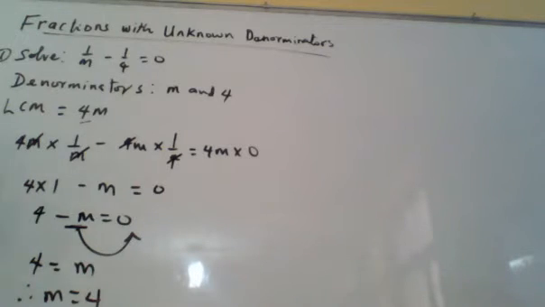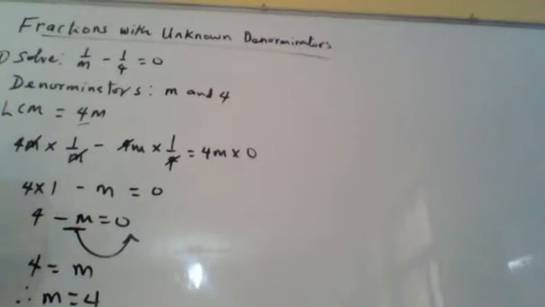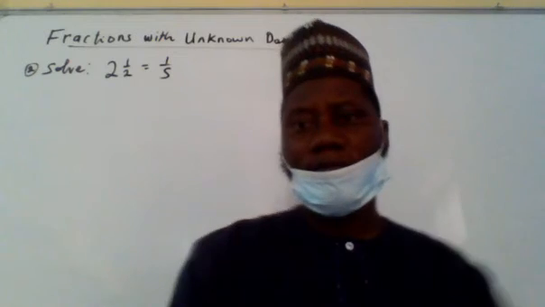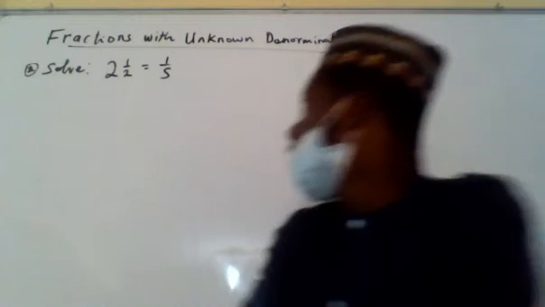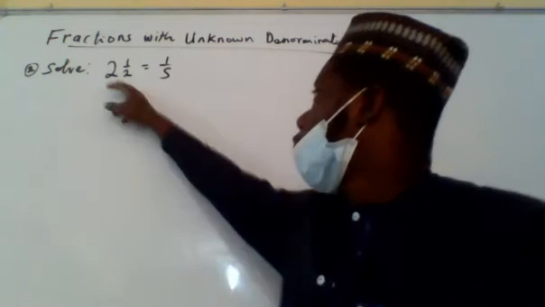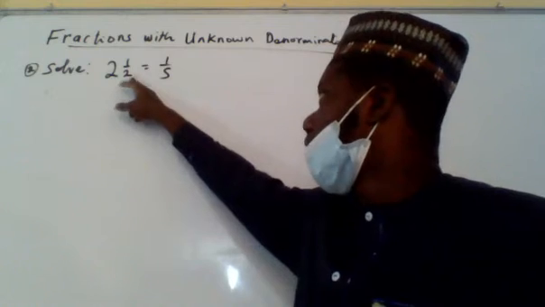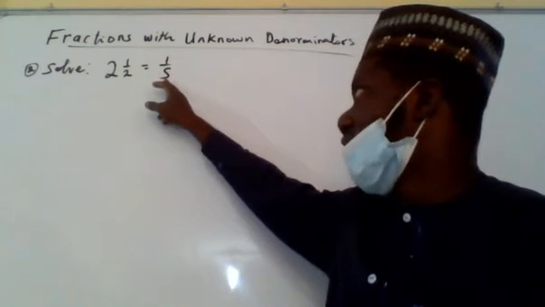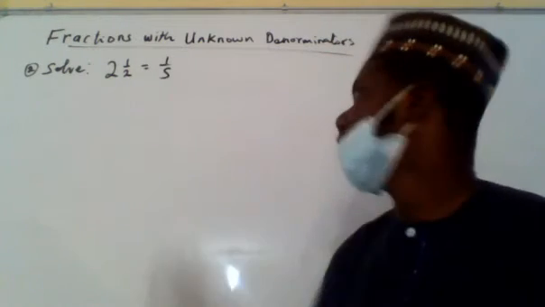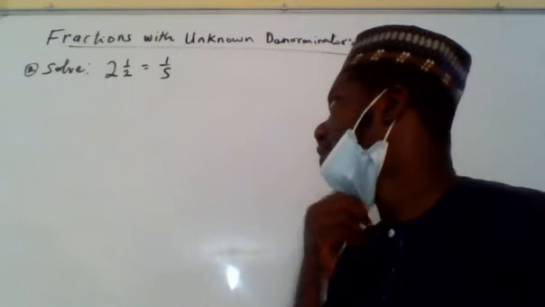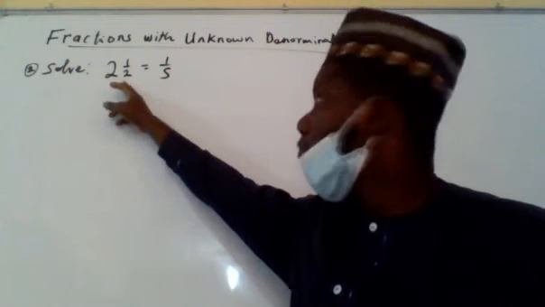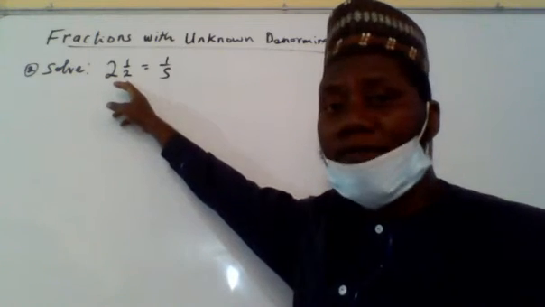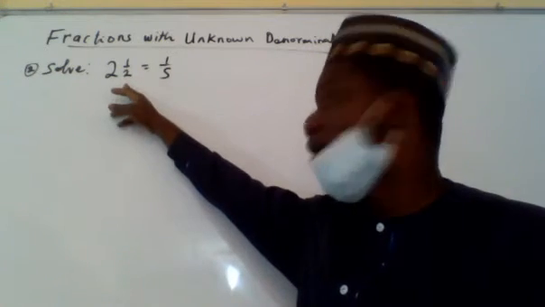Now let's look at another example. Another example that I have here is to solve 2 and 1 half equals 1 over s. This is s, not 5. Watch out for that. Then you can see that what I have here, I have a mixed fraction here. I have to convert it to improper fraction, and we know how to do that.